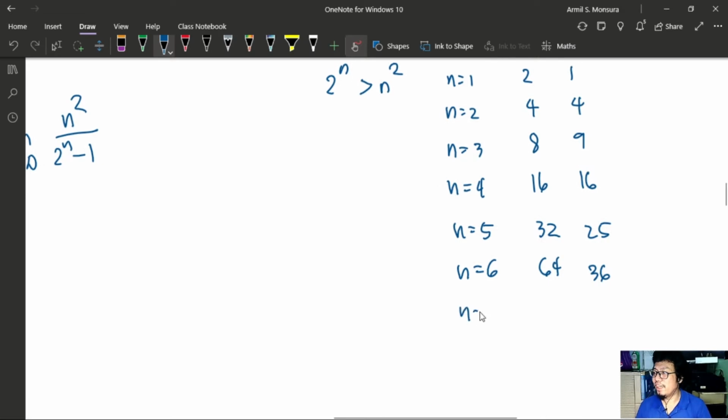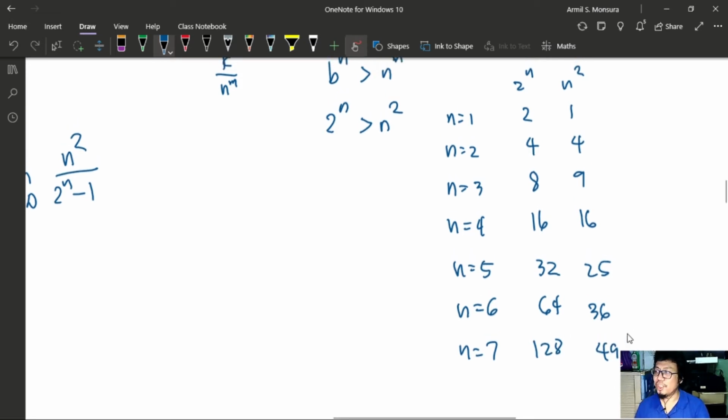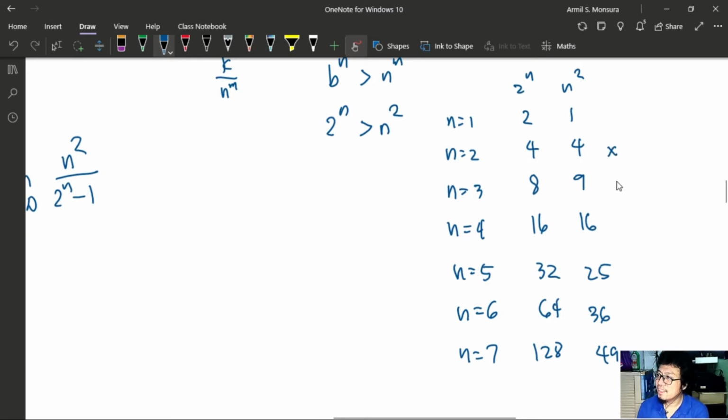For n equals 7, 2 raised to n is 128, while 7 squared is 49. So except for these, starting at n equals 5, for n greater than or equal to 5, it is obvious that 2 raised to n would actually be greater than n squared.